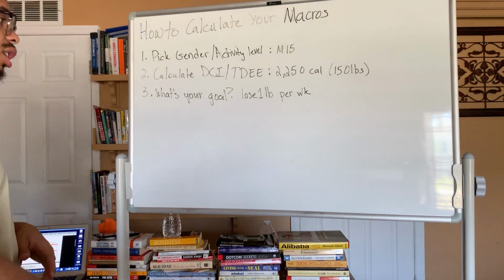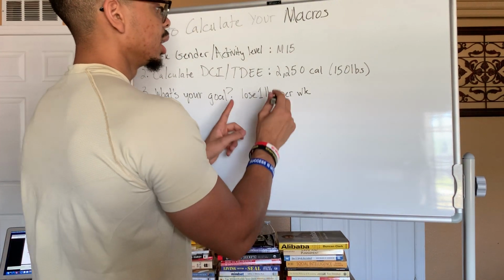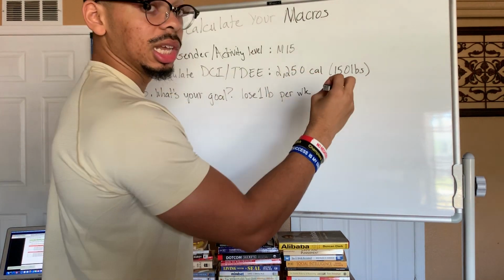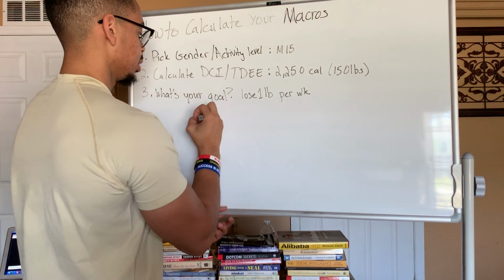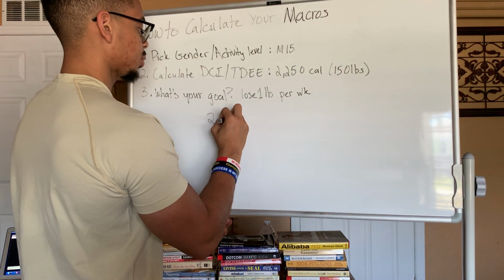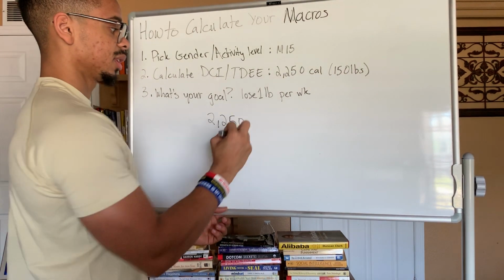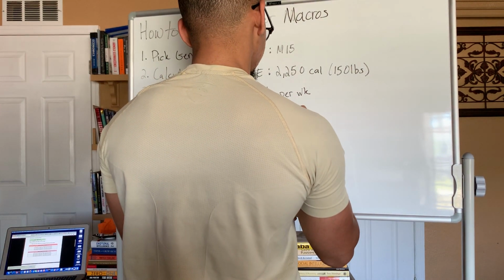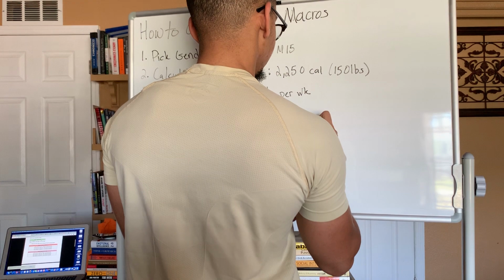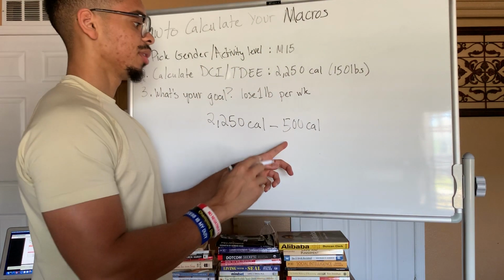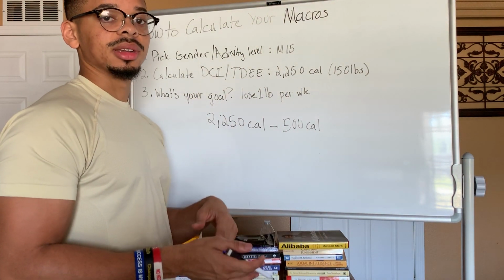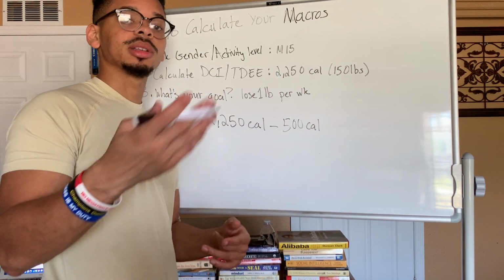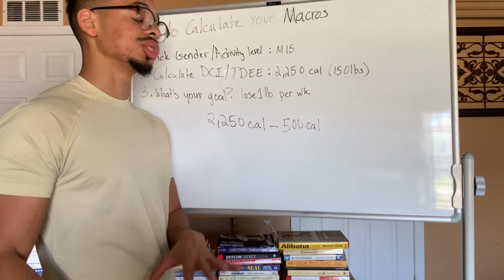So what he would need to do to lose 1 pound per week is subtract from his TDEE, or his daily caloric intake, 2,250 calories, minus 500 calories. Because 500 calories per day times 7 would be 3,500 calories. Remember, you need 3,500 calories to gain or lose a pound. Like I said, it's in the metabolism lesson. Not going to go into too much detail.